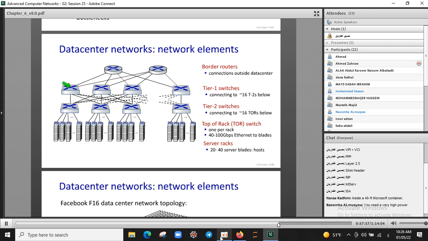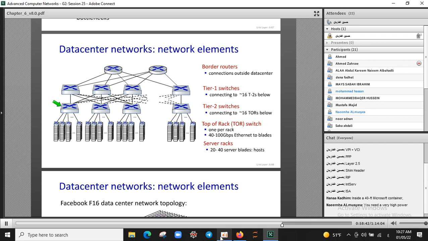Okay, this is the border routers, and then the tier 1 switches, and then tier 2 switches. We have different switches and routers in different levels, and they are connected together with too many redundant links. Why? Because I said that one of the main challenges in data center is availability, is reliability. And the only answer to the reliability issues, to the availability issues, is using redundancy. This is the only answer.